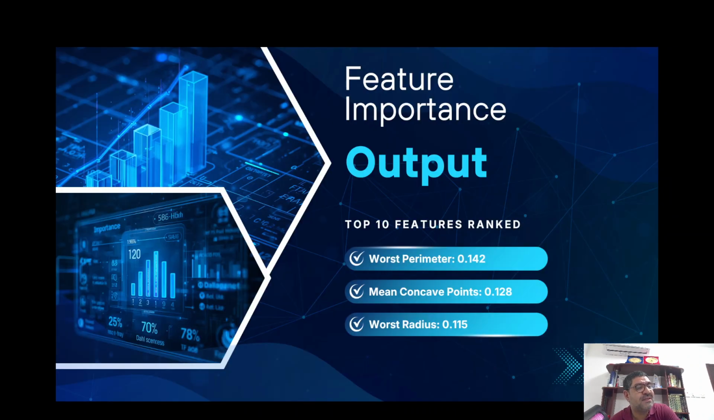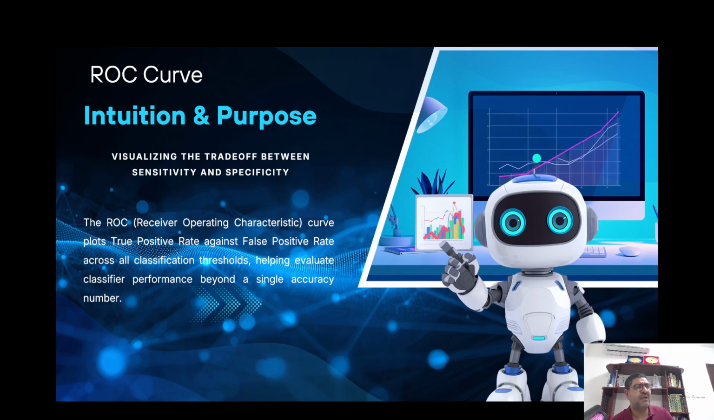Let us go to the ROC curve. What is ROC? Intuition and purpose: visualize the trade-off between sensitivity and specificity. ROC is receiver operating characteristic. It is a curve that plots the true positive rate against the false positive rate across all classification thresholds. This helps us evaluate classifier performance beyond a single accuracy number.